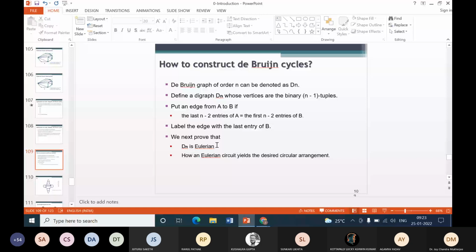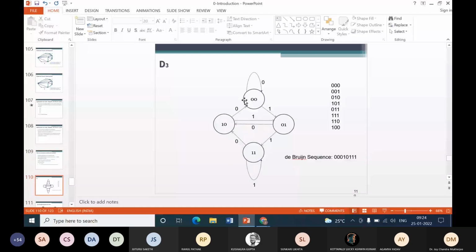So when you are creating a graph, you know that you have to create a few vertices, you have to create a few directed edges. So if n is 3, then what De Bruijn says is define a graph D3 whose vertices are the binary n minus 1 tuples. That means binary 2 tuples. So n is 3, so you have to make 2 tuples. What will the 2 tuples be? 0 0, 0 1, 1 0 and 1 1. That is the first task you will do.